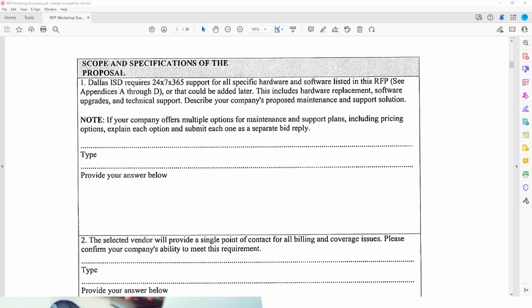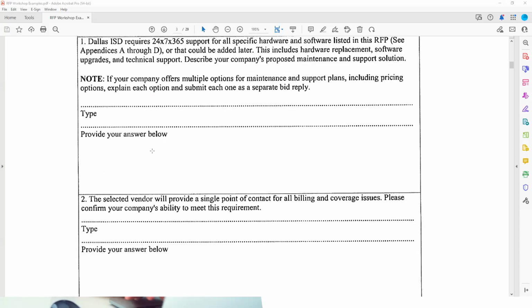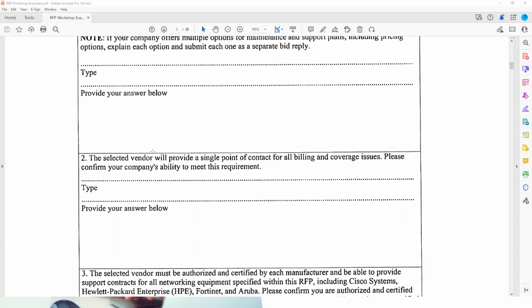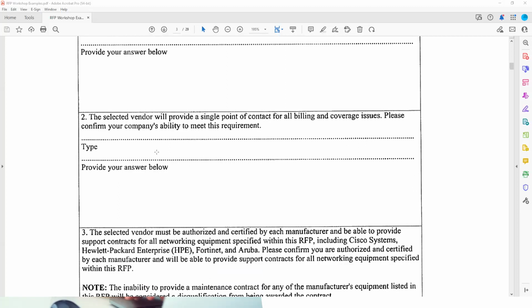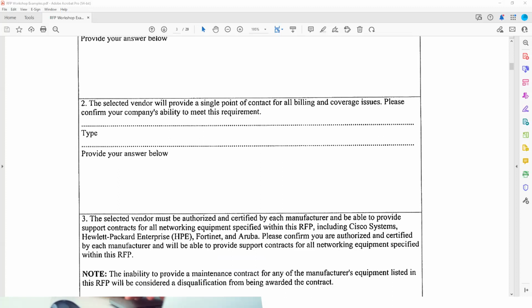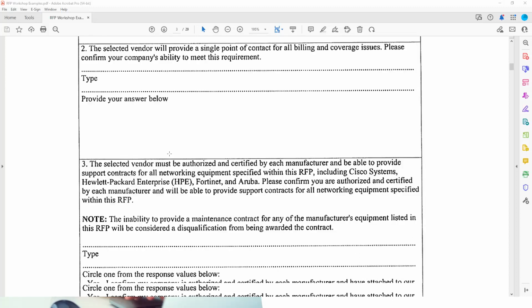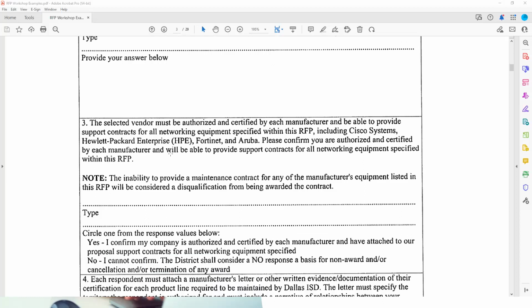create your checklist. So what are we going to add next to our checklist? Dallas ISD requires 24/7, 365 support. If we cannot provide that, we may want to push back from this particular opportunity instead of investing our time, submitting what we have, and then getting upset because we don't get selected. We don't want to do that because then it's just going to frustrate you, and you don't want to do that to yourself. Then they're saying here, the selected vendor will provide a single point of contact for all billing and coverage issues. Okay, they're telling you, so we're going to add that to our checklist.